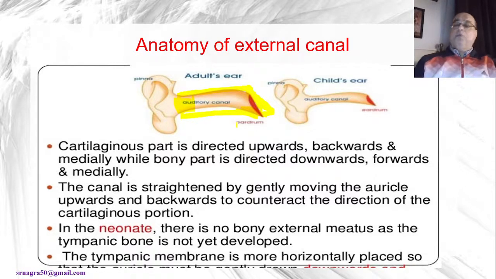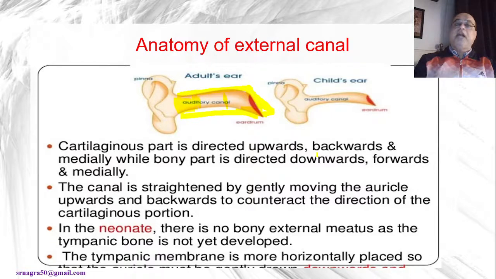Then coming back to the narrowings, there are two narrowings in the external auditory canal. One is of course at the osteocartilaginous junction, roughly the part where the cartilaginous portion attaches with the bony part. So this will be a narrow portion. But the most narrow part is roughly 6-7 millimeter away from the tympanic membrane, somewhere here, in the middle of the bony part itself. This is called the isthmus, and it is the narrowest portion of the external auditory canal.